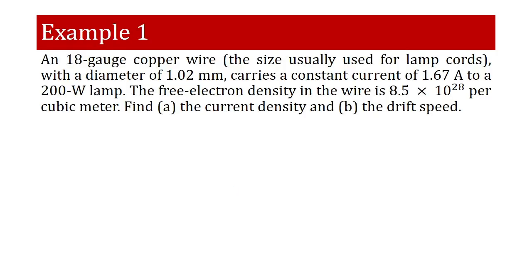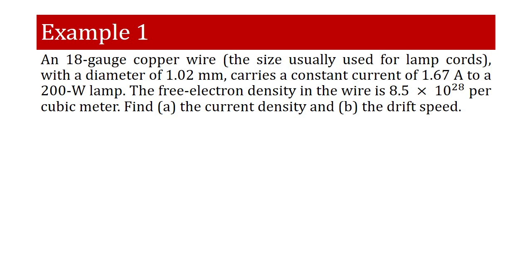So for example, naa tay 18 gauge nga copper wire. Muna siyang usually ginagamit sa lamp cords with a diameter of 1.02 millimeters, carries a constant current of 1.67 amperes to a 200 watt lamp. The free electron density in the wire is 8.5 times 10 to the 28 per cubic meter. Find A, the current density, and B, the drift speed.